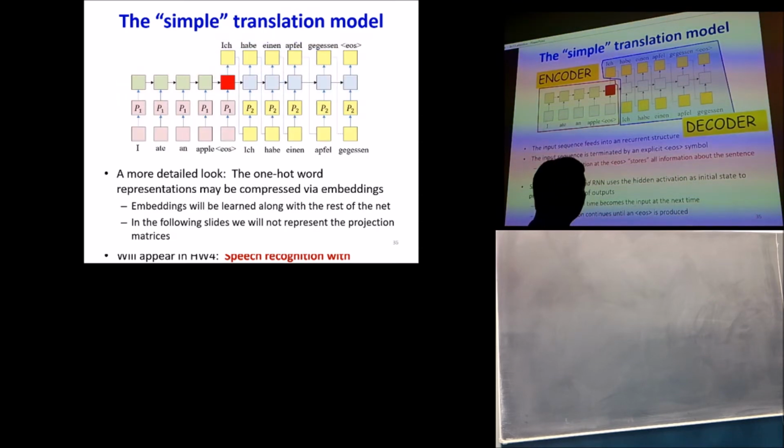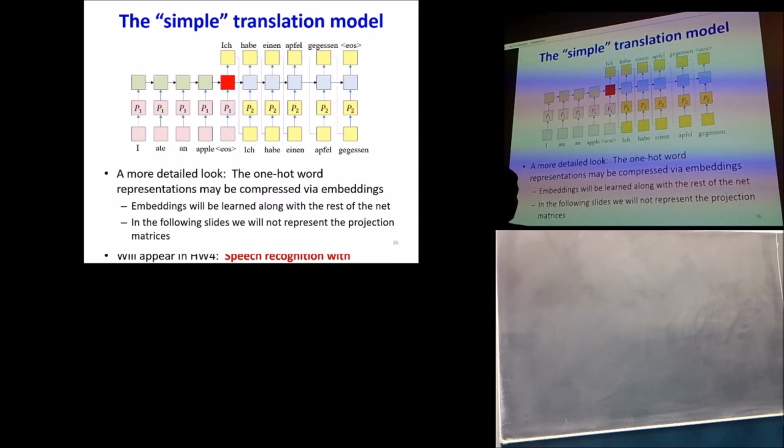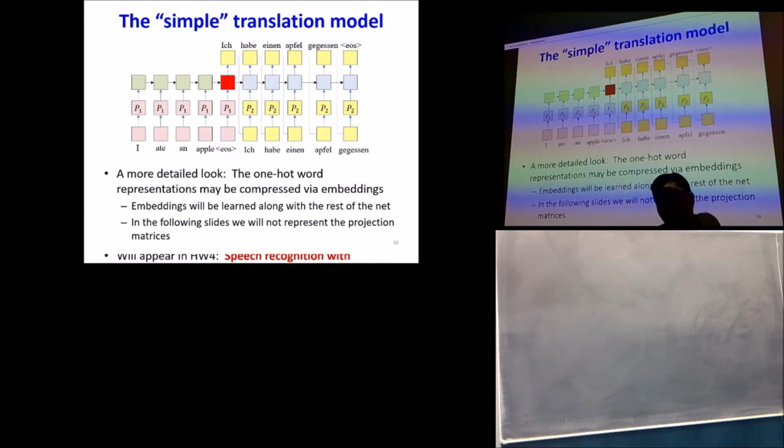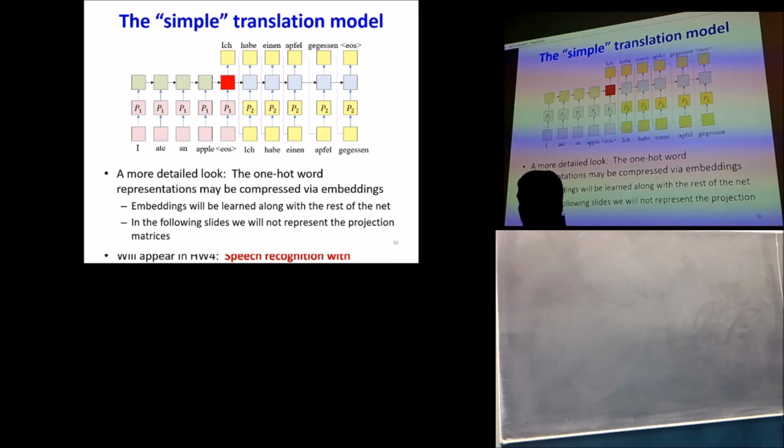Now, let's look at this in a little more detailed way. First, I've just shown symbols going in. In reality, the symbols are going to go in as one-hot vectors. And the one-hot vectors will typically be projected down to a lower dimensional continuous valued vector through some projection.